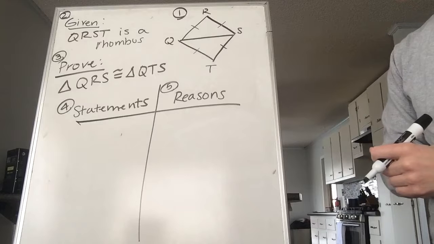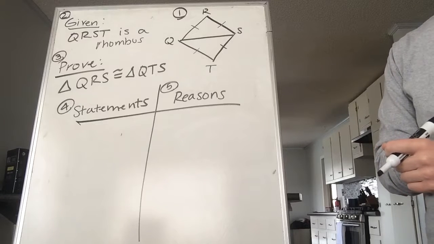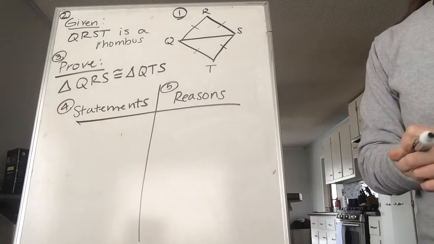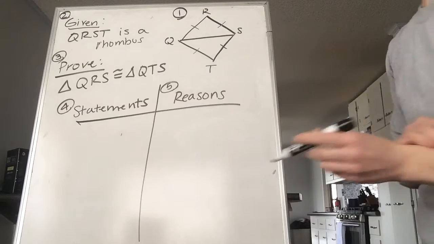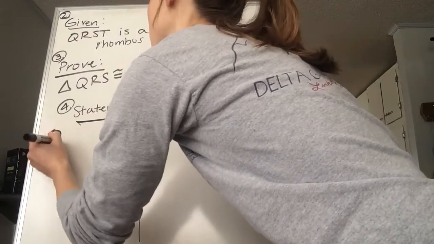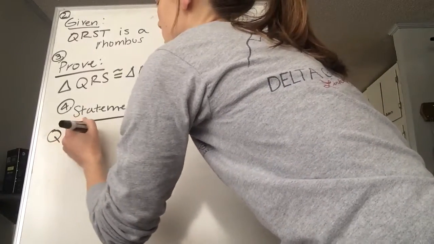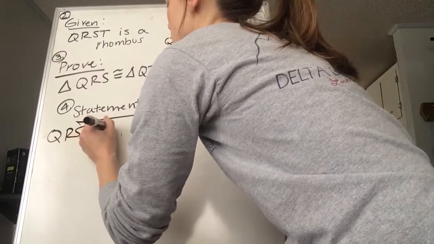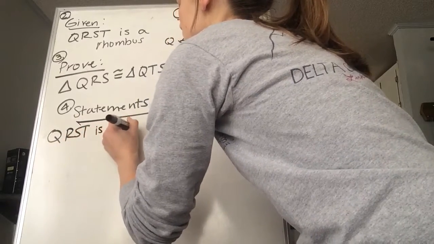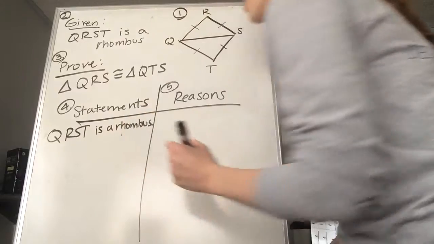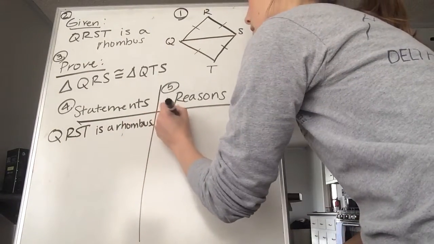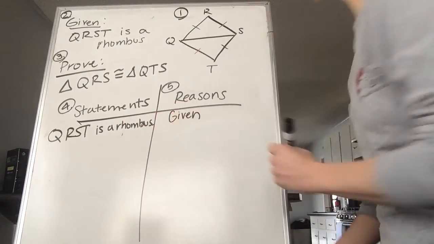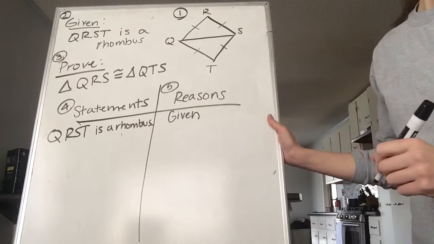So let's start with what is given to get to those triangles are congruent. And we're going to look for 3 sides that are the same. So I'm just going to walk you through this first one. So the first thing is QRST is a rhombus. That's my first statement. My reason is that it is given. I'm told that this is a rhombus.